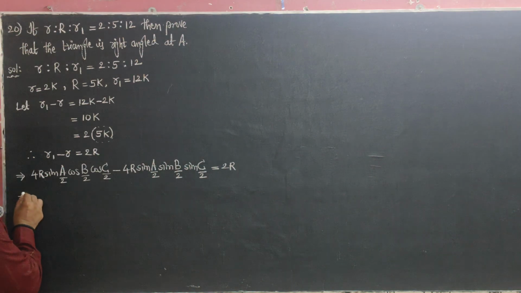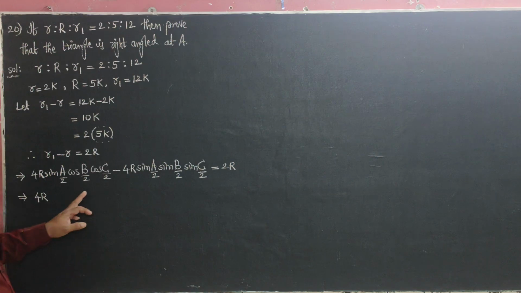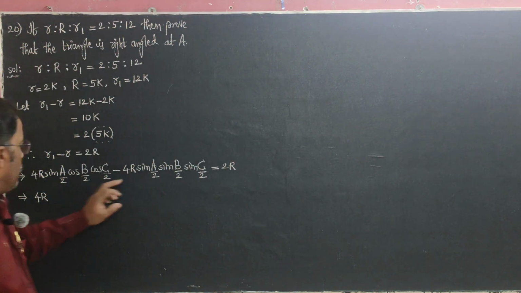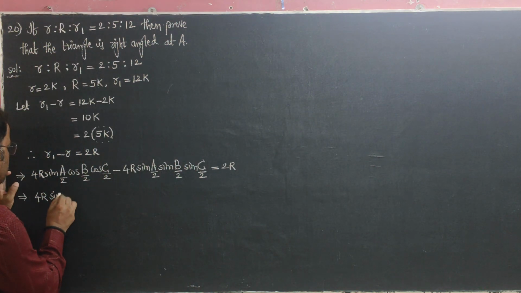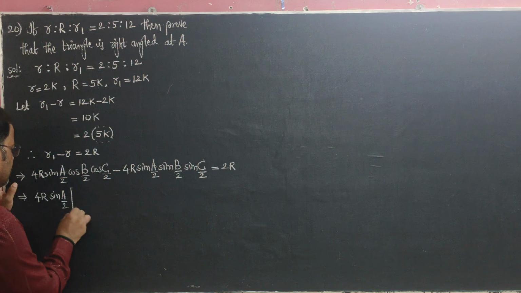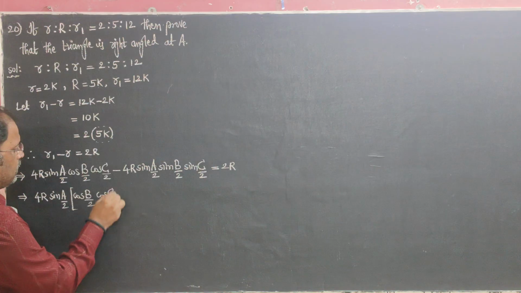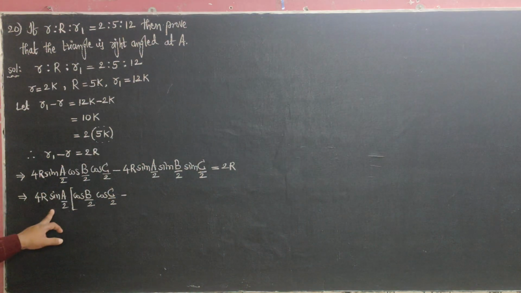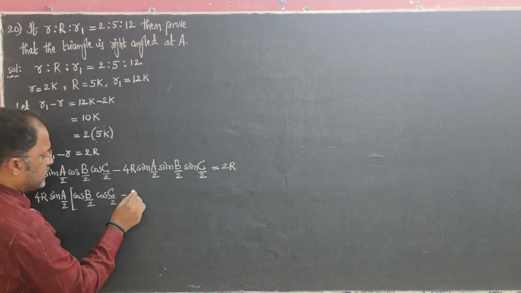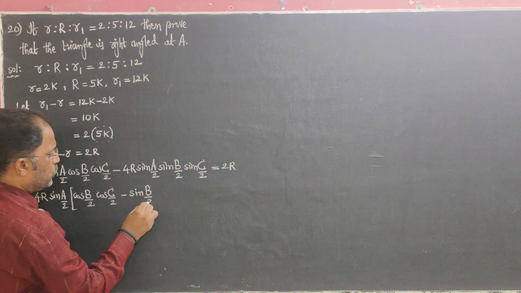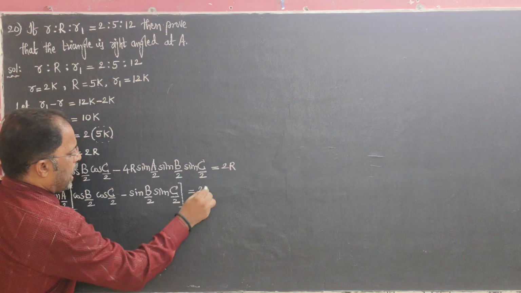Right. So that implies, see, 4R is the common. Okay. Including sin A by 2 also common. 4R common and also sin A by 2 common. So 4R sin A by 2 common. What is the remaining? Remaining is cos B by 2 into cos C by 2. Clear? Right. Minus 4R sin A by 2 common, what is the remaining? Sin B by 2 into sin C by 2. Clear? Okay, that implies equals 2R.